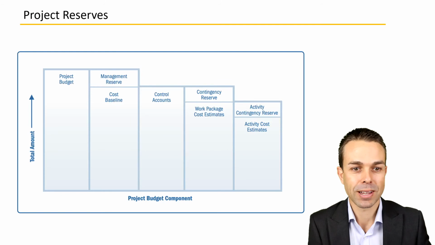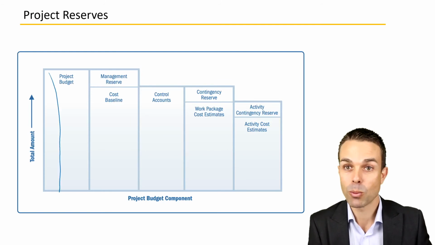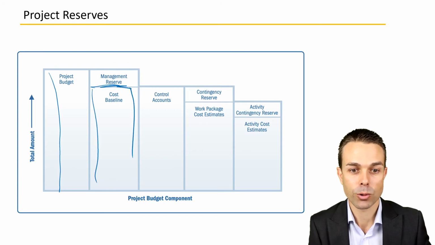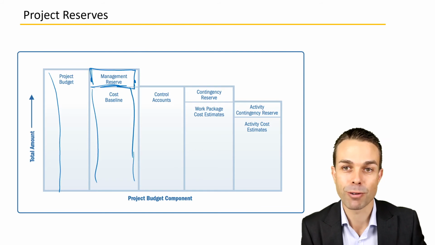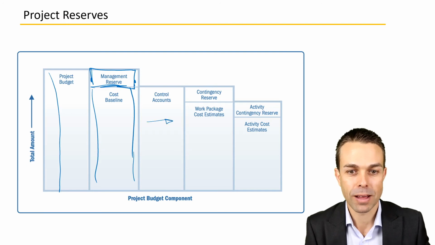So as you can see on the left here, we've got the total amount, the project budget, all the way up here. But what is that made up of? Well, we've got our cost baseline, our total cost, and then the added management reserve for any of those unknowns, the risks that we have not foreseen. Now, of course, then we've got all of the other items and our work packages over here.